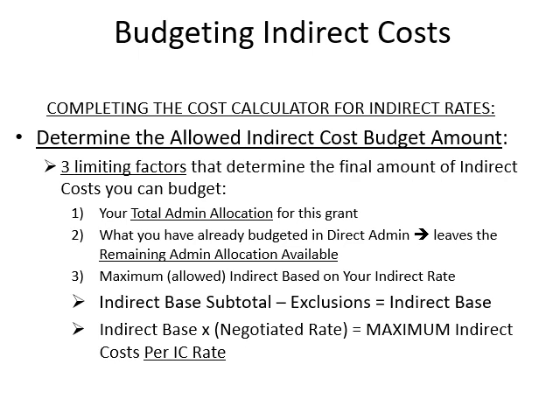So your indirect base subtotal minus any exclusions, that's going to result in your indirect base. You then take your indirect base and multiply it times your negotiated rate. As you remember in the MTDC example, you always multiply it by 10%, but since each negotiated rate is unique, you need to enter the negotiated rate for your agreement. And that calculation equals the maximum indirect cost for the indirect cost rate.